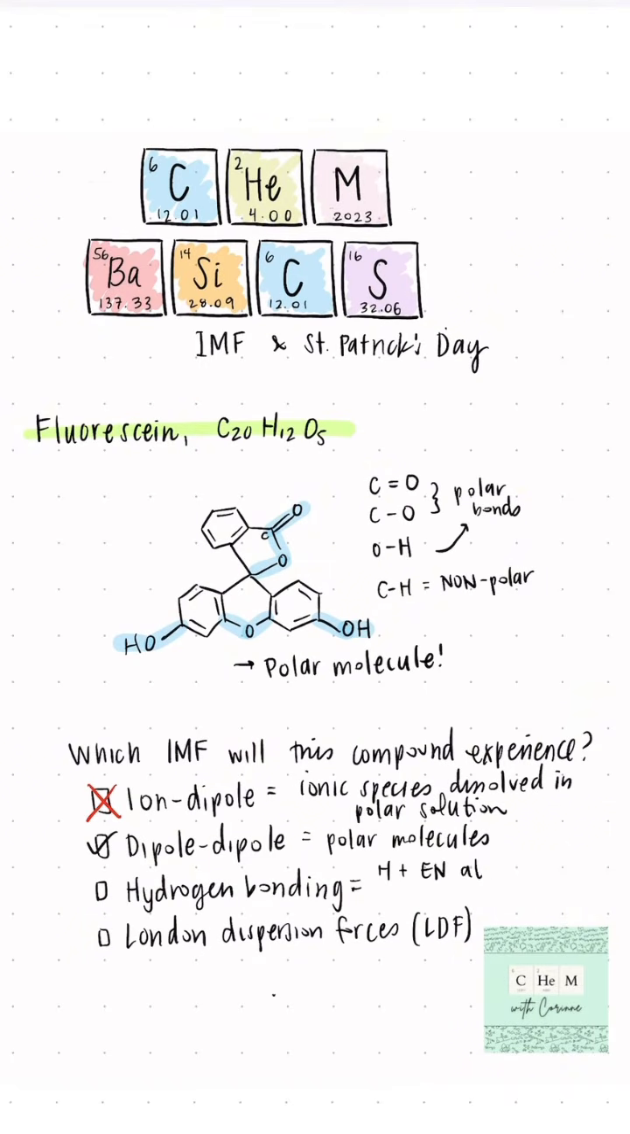Next question is, will it experience hydrogen bonding? So hydrogen bonding is a specific dipole-dipole interaction between hydrogen in a polar bond and a very electronegative atom, such as oxygen, nitrogen, or fluorine. The sites in red indicate where this will happen.